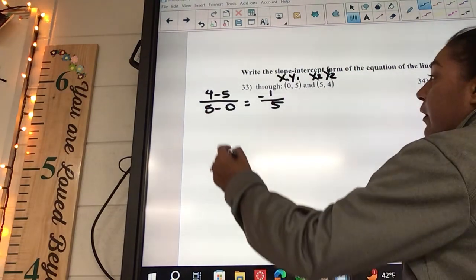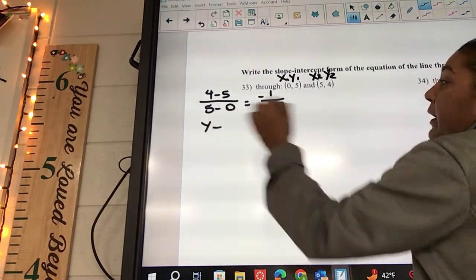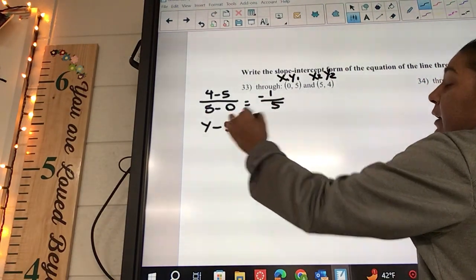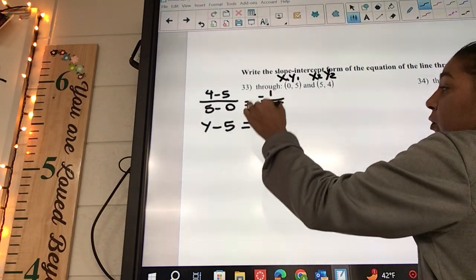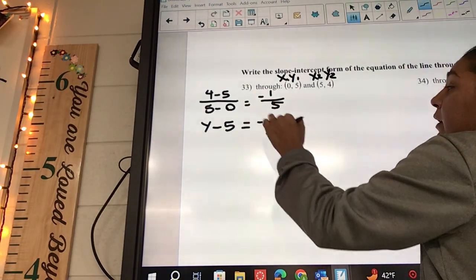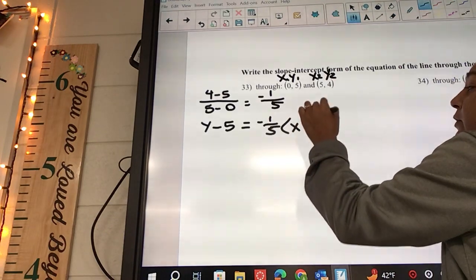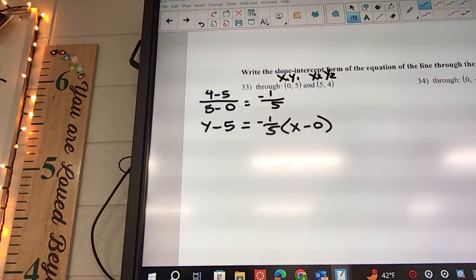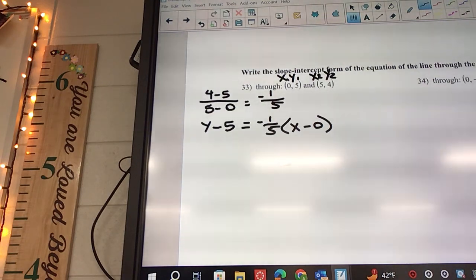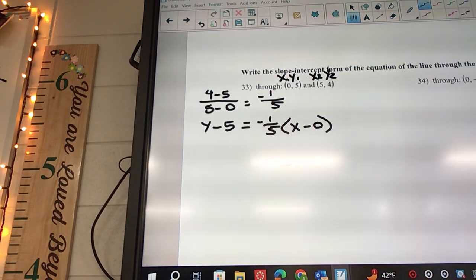So we got y minus y1, which is 5, equals my slope, which is negative 1/5, x minus my x1, which is 0. Okay, so we go from slope to point slope. Now, yesterday we broke down every single step and every single formula, so the things look really, really long. They're really not that long, but when you write down every formula with it, it does seem like that.